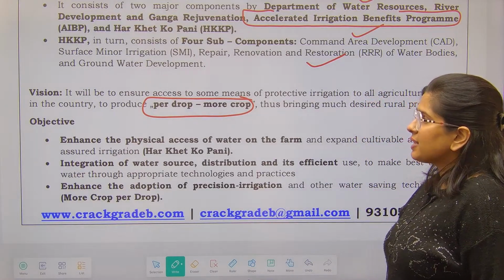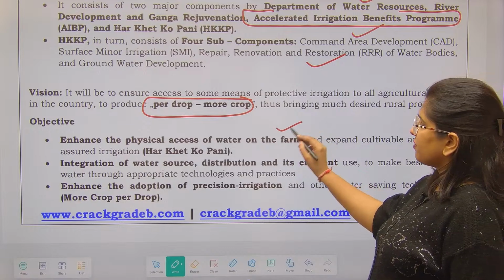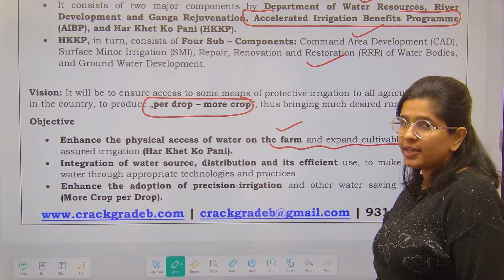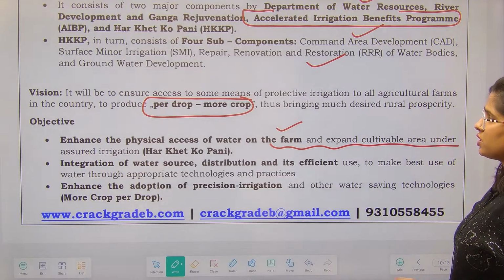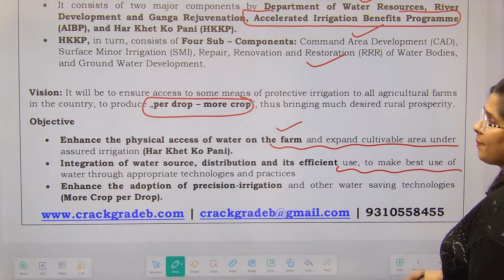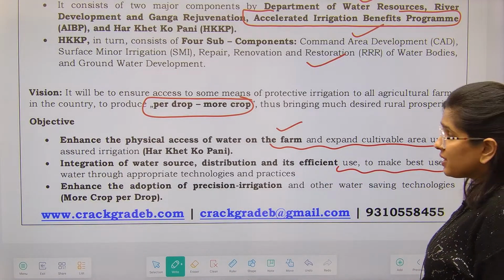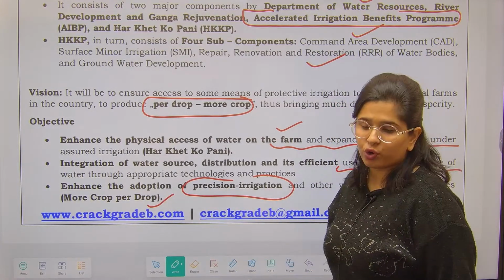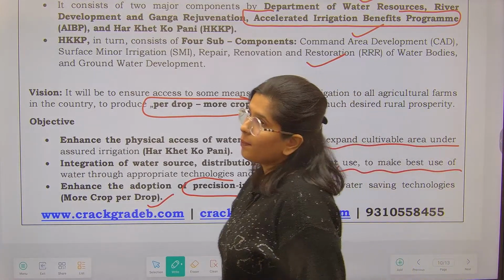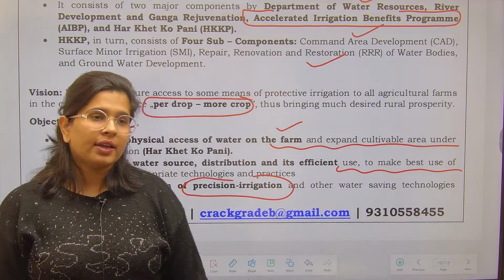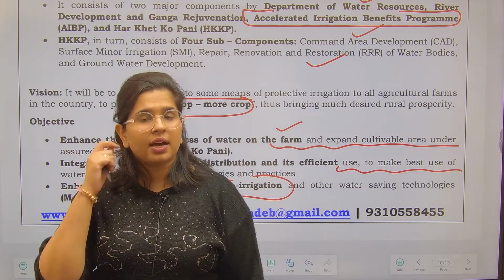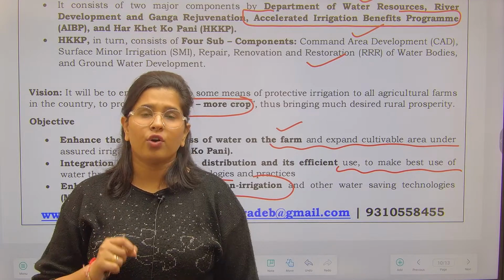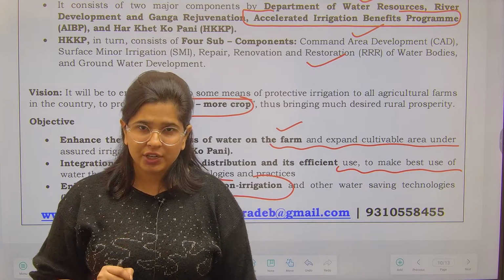Next is to enhance the physical access of water on the farm and expand cultivable area, that is Har Khet Ko Pani; integration of water source, distribution and its efficient use to make best use of water; and enhance the adoption of precision irrigation, that is per drop more crop. So over here, what are these kinds of precision irrigation? For example, your sprinkler irrigation, or your drip irrigation, right?